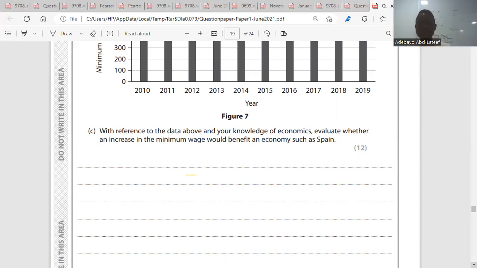However, the problem with an increase in minimum wage is that firms might not be able to pay such an amount, which means firms will not be employing more workers, which can also lead to unemployment in Spain. So that's the end of this past paper. That's paper 1, May, June 2021.